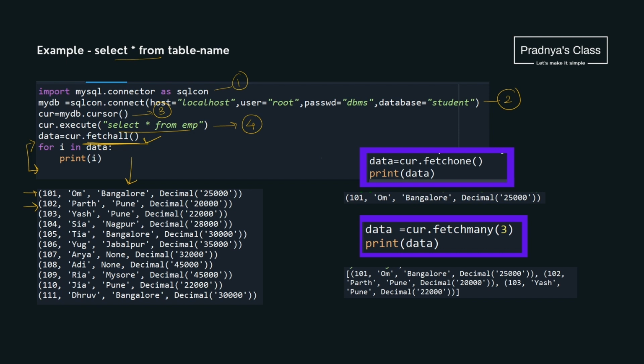Now what if I use the fetchone function? The fetchone function will fetch only one row. That's why we are getting only one record. In this example, we are trying to use the fetchmany function. With fetchmany, we need to provide the number of records that we have to fetch. As we have mentioned, three rows are getting printed.